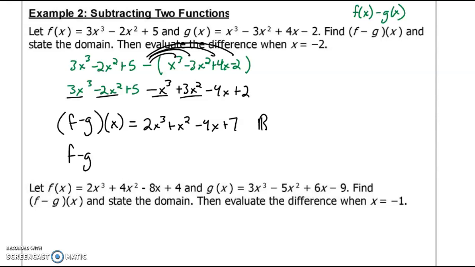And then it says evaluate the difference when x is negative 2. So let's go ahead and plug in a negative 2 there. When you see the notation like this, it just means to plug in negative 2 into the combined function of f minus g. So we're going to plug in negative 2 everywhere we see an x.